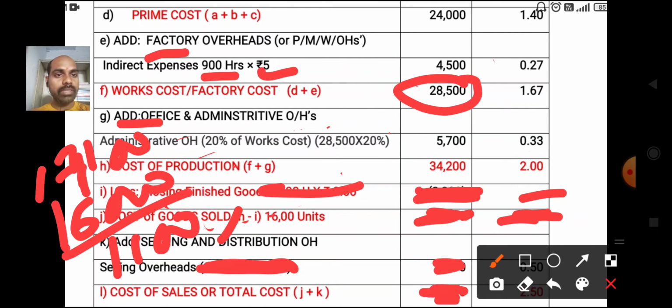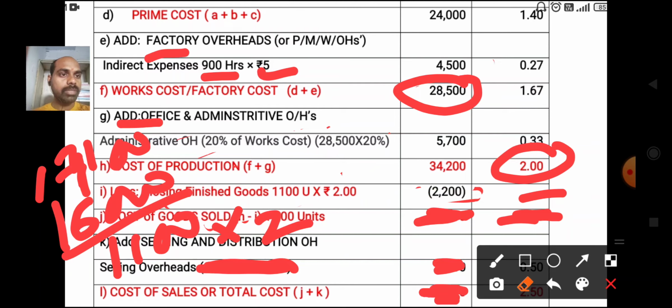This should be valued at cost per unit of production, 2 rupees. So 1100 into 2 rupees, it will be 2200. So cost of finished goods, 1100 units into 2 rupees, it will be 2200. Per unit column we should not take for the finished goods. So our cost of goods sold, if you deduct 2200 from 34,000, it will be 32,000.